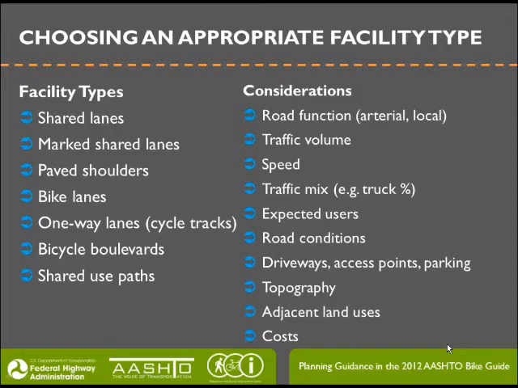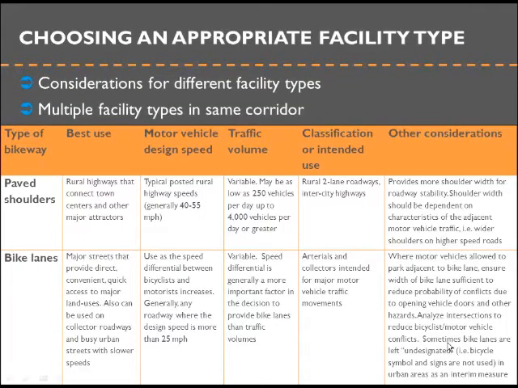The type A or advanced cyclist may be comfortable in lots of situations, but that won't necessarily be true for everyone else. Next slide, please. So there are, I think, 3.5 pages of charts on the different types of bicycle facilities and detailed considerations on the different facility types. One of the first things this section talks about is something that Pete mentioned earlier, the importance of considering multiple facility types on the same corridor.